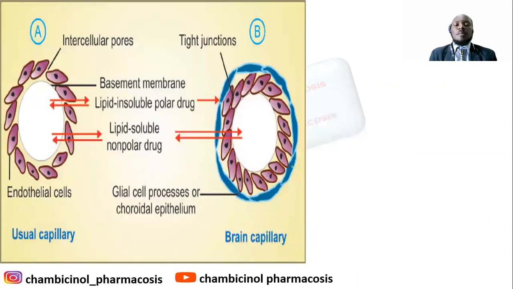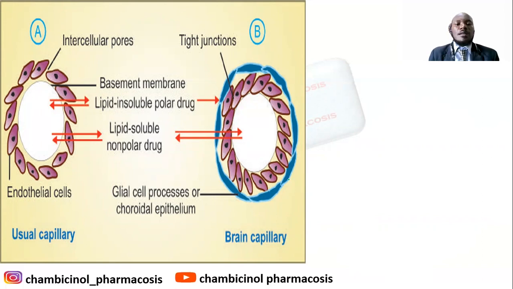So we have seen the exception for the filtration to take place, especially for the water-soluble drug. We say that because of this blood-brain barrier and the addition of the oligodendrocyte cell or the glial cell, it will restrict the absorption of the water-soluble drug, and there is a tight junction between one cell and another that will limit the absorption of the drug.